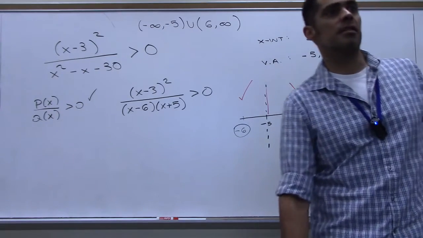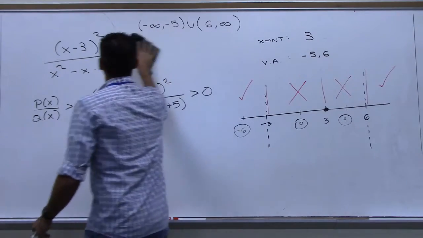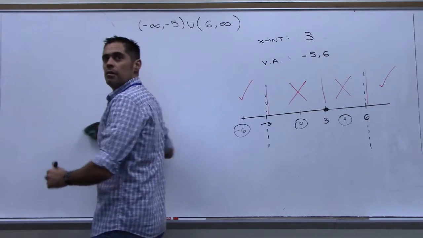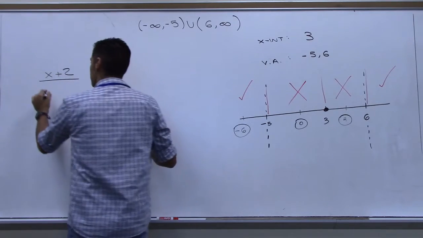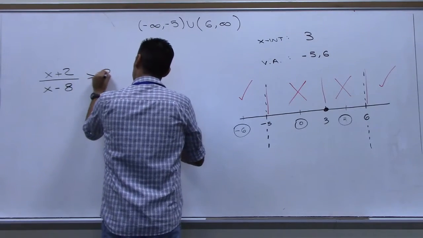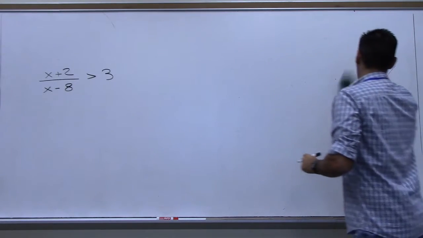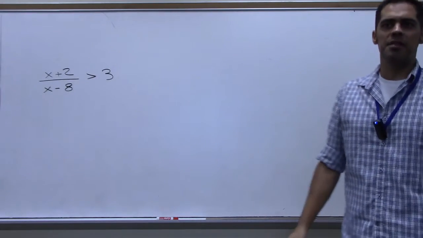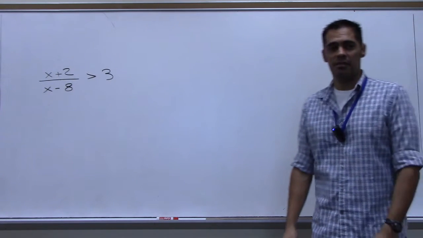All right, now let's look at D, because D is a little different. X plus 2 over x minus 8 is greater than 3. It's weird, when I put a problem like this on the test, people do the strangest things with these problems. They just completely forget what they're supposed to do, it's crazy.